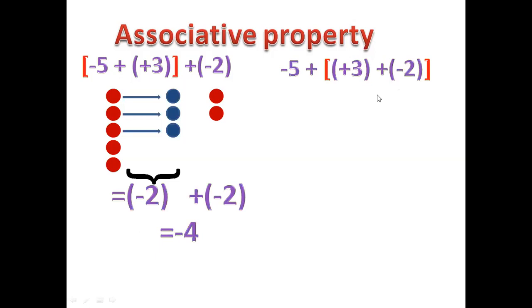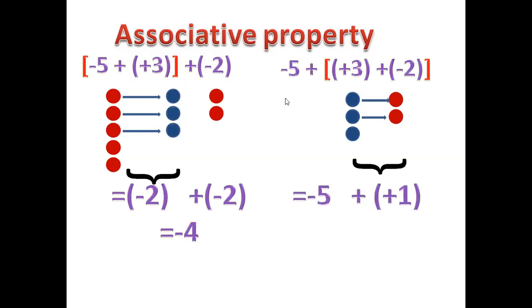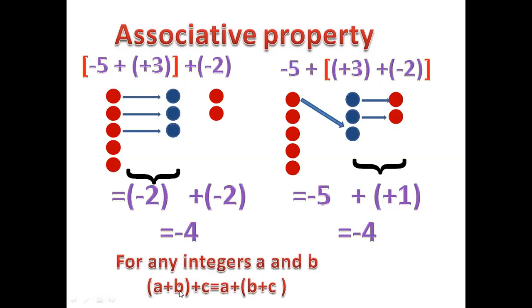Now let us check the answer. +3 added to -2. Now here +2 and -2 becomes 0. Remaining is +1. So that should be added to -5. Take -5 coins. Here there is +1. Now this cancels out. -1 plus 1. So remaining is -4. So see here, we grouped these numbers in two different ways. While adding, grouping doesn't make any difference. So for any integers a, b and c, (a plus b) plus c is equal to a plus (b plus c). This property is called associative property of integers.